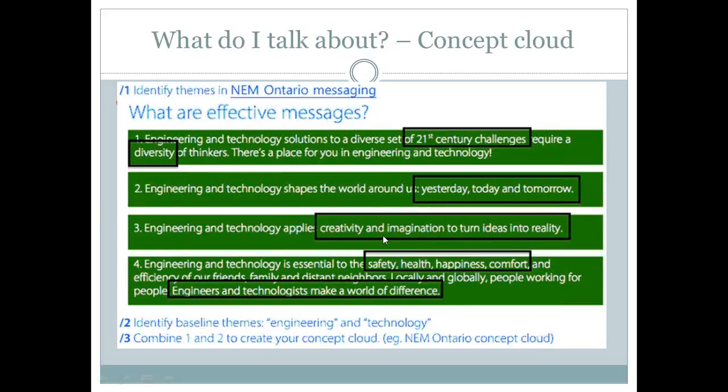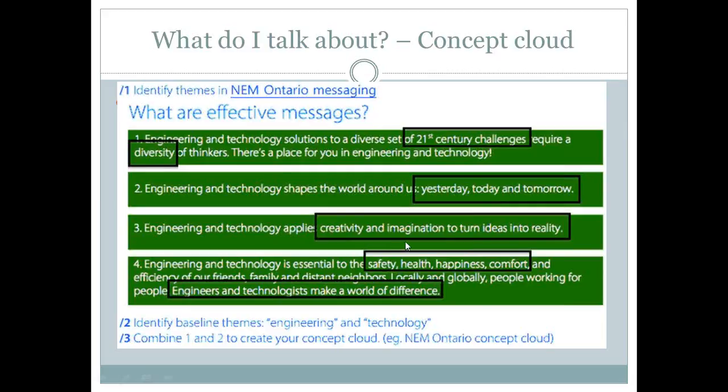Third, speaking of power and possibility, we've got creativity and imagination to turn ideas into reality. So again, you could talk about the design process and how at the beginning you had an idea. Everything that is a human-made product, an engineered product, at one point didn't exist. Someone had to think of it first and then figure out a way to make it happen.